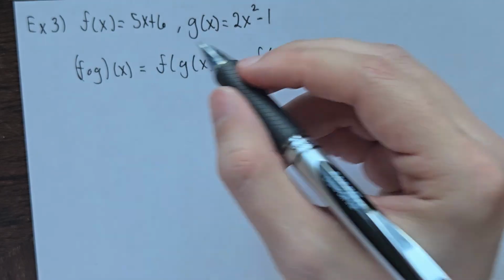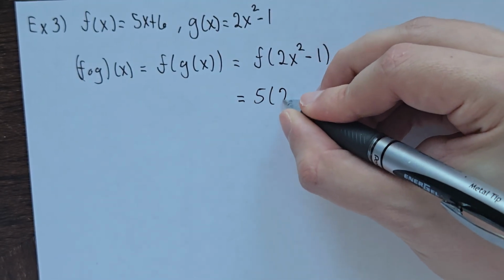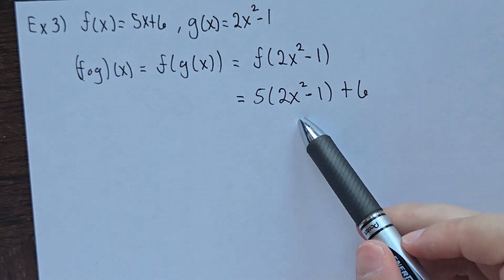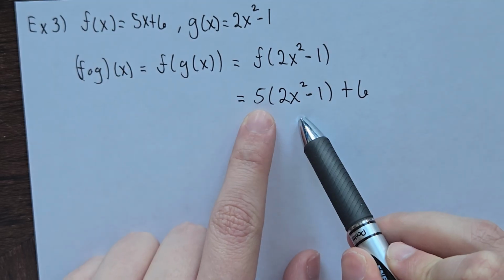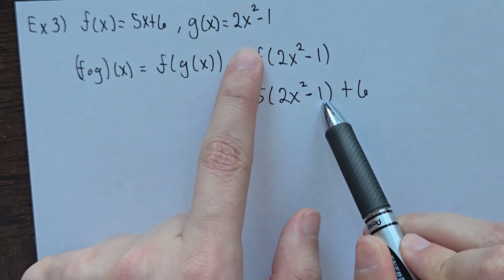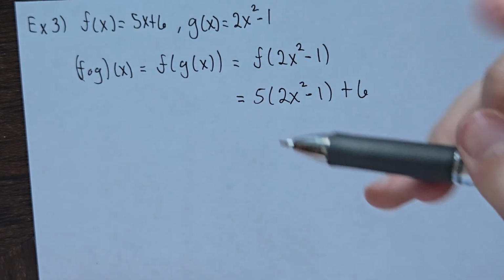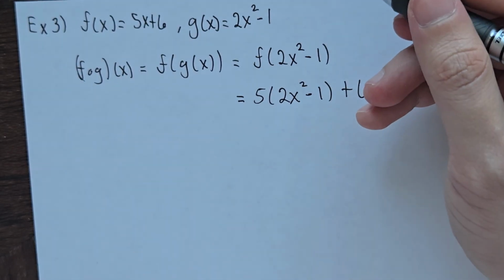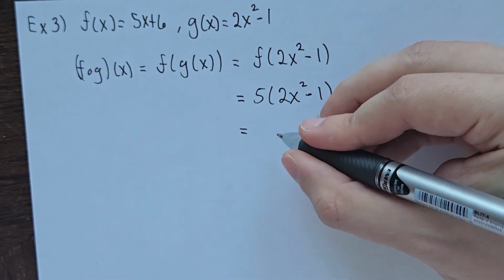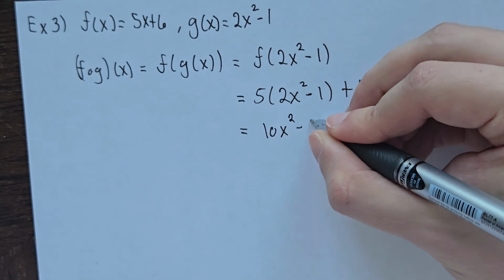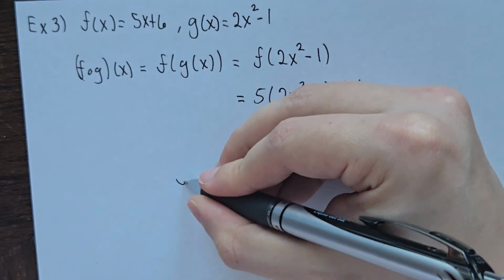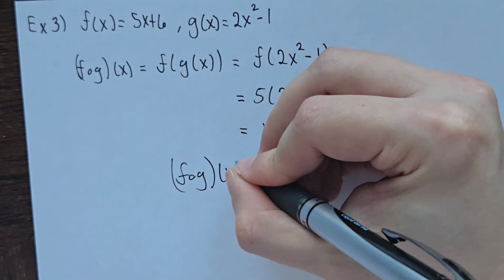So everywhere where I see an x in the f function, I'm going to replace it with a 2x squared minus 1. So notice really what's happened here is I have what looks like my f function, 5 times something plus 6. But the input that I'm using here is the g function itself, this 2x squared minus 1. We can go ahead and do some distribution to simplify if we would like to, but this is really f of g of x right here. We can go ahead and distribute to get 10x squared minus 5 plus 6, or 10x squared plus 1. And this right here is the definition of f of g of x.